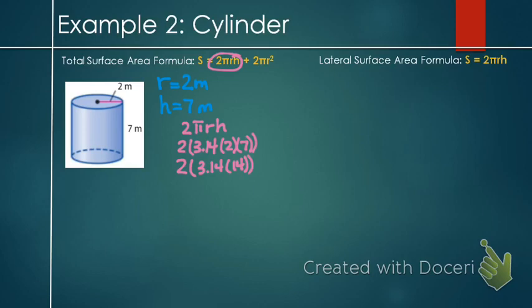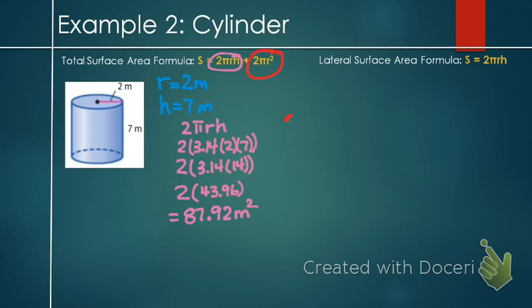I'm going to still clean up the parentheses. So I have 3.14 times 14. We get 43. That's ugly. 43.96. Then I need to times that by 2. We get 87.92 meters squared. Okay, now we're going to do our second part.